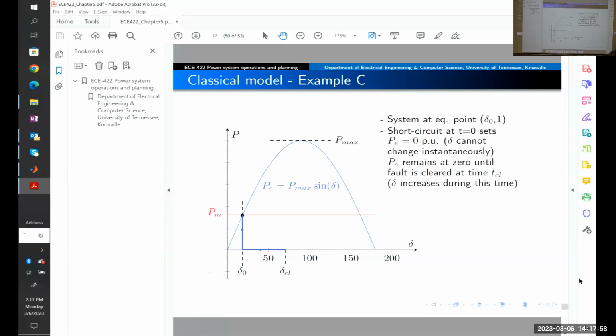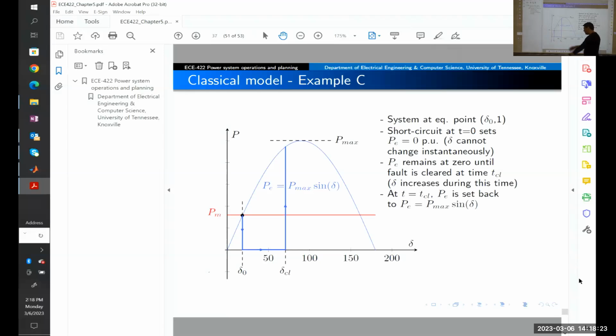Until when? Until time TCL, the clearing time. In this case, it is 0.1 second. At that time, the fault is clear. So the machine will start increasing the angle and the speed until this point, and all of a sudden that fault is clear. So when that happens, at that time, the electrical power is restored.